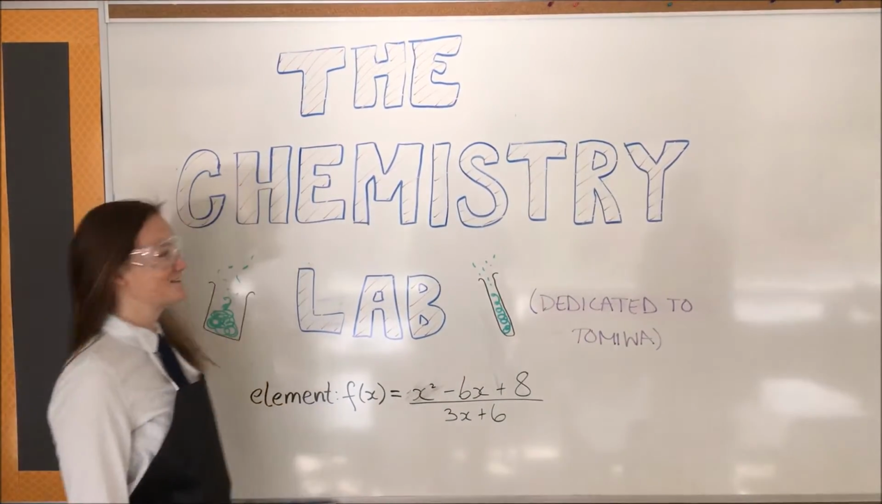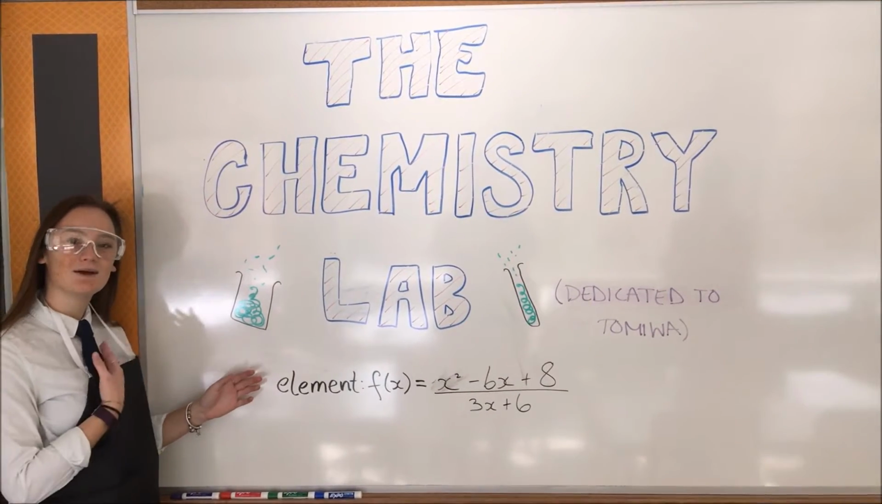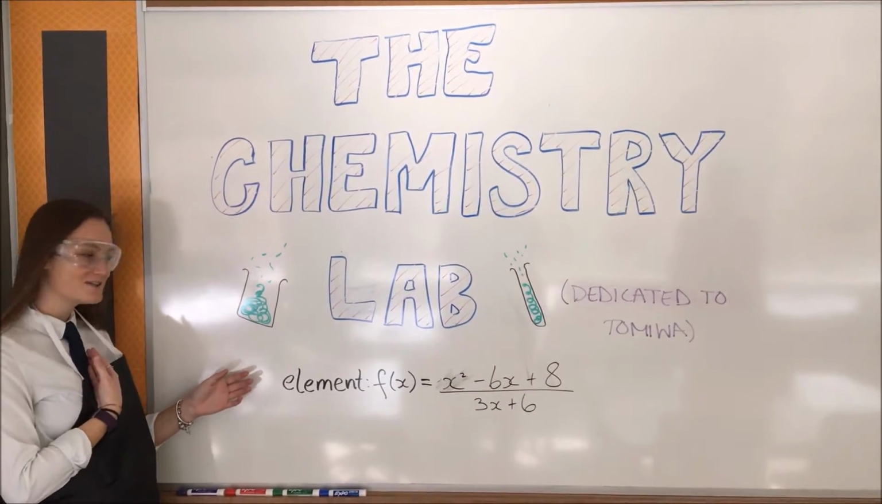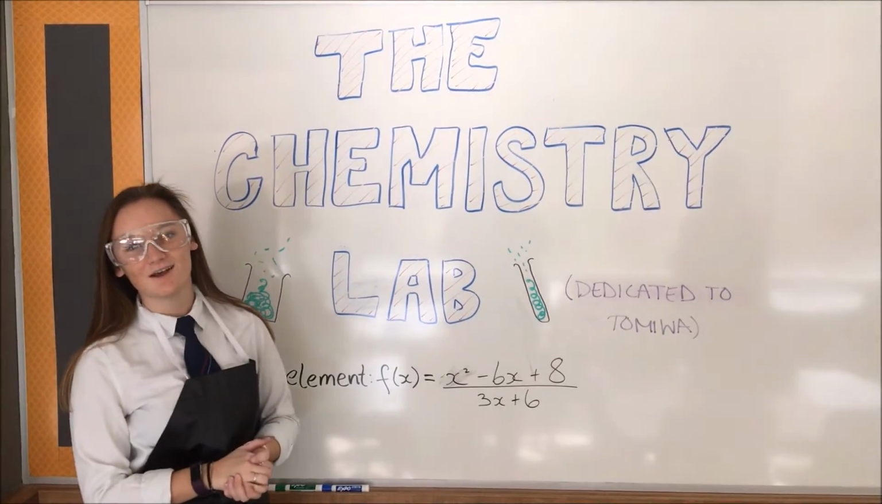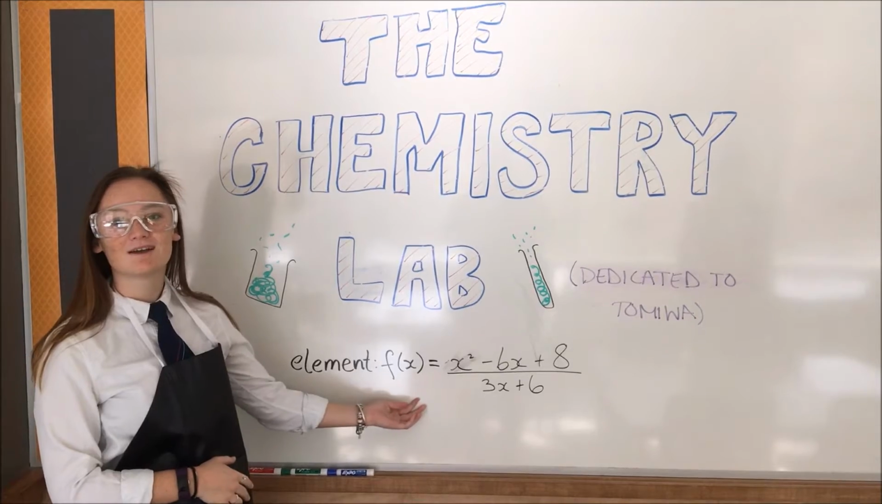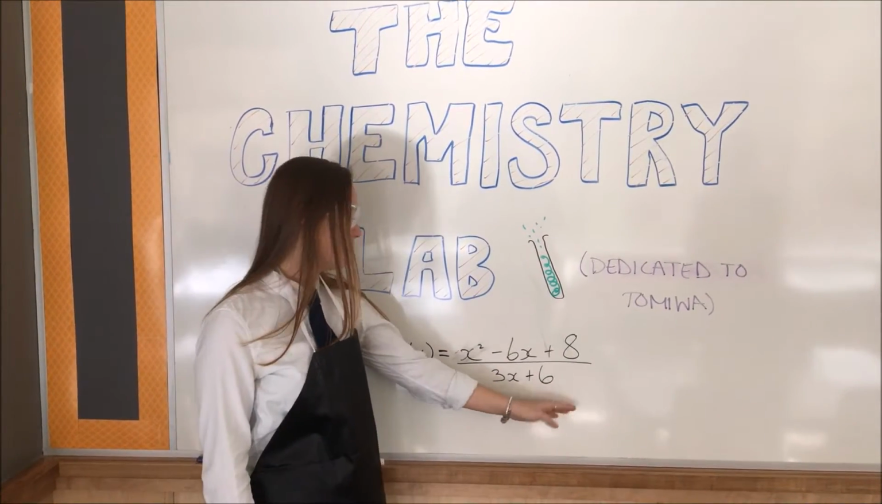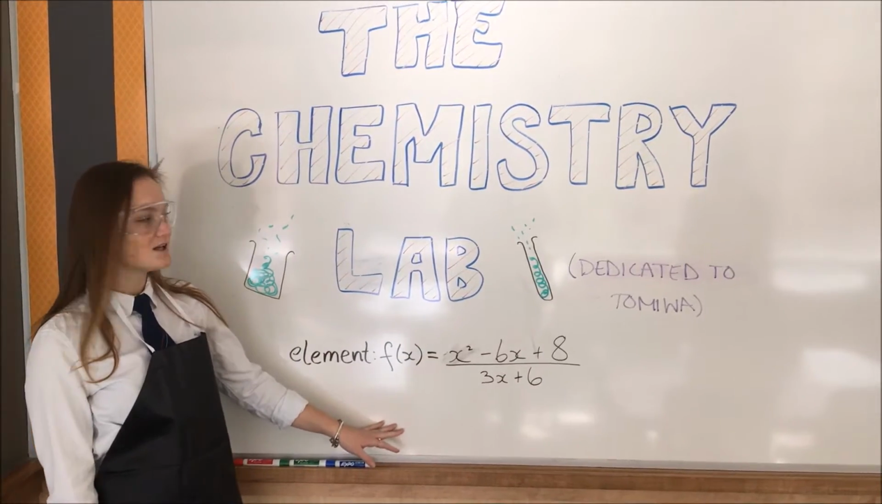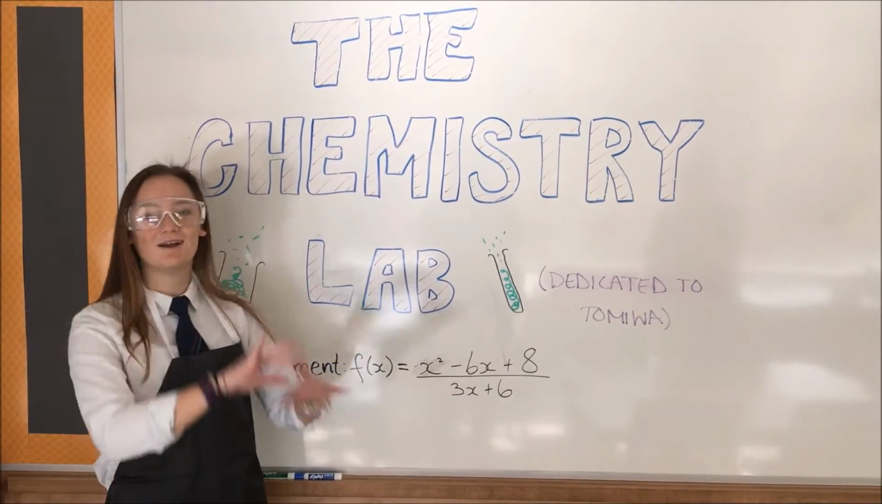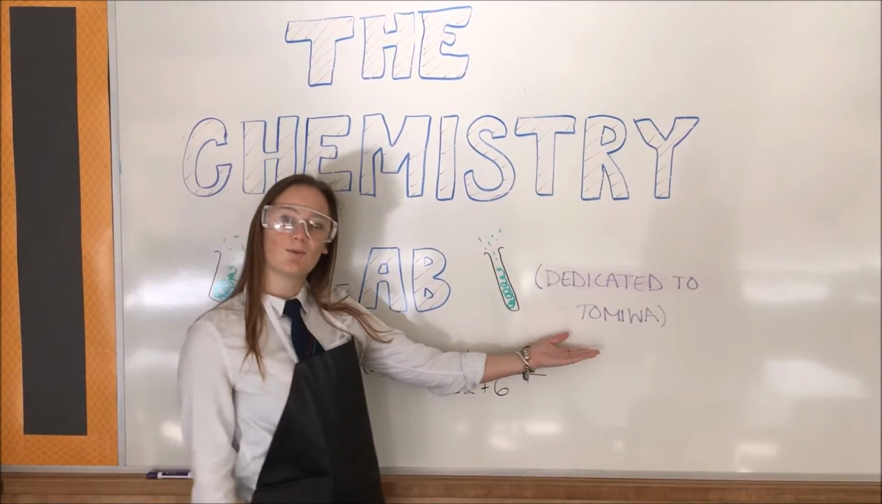Welcome to the chemistry lab. This is Kieran, Harkaran, and myself's video project. We have found a new element, unknown, called f of x equals x squared minus 6x plus 8 over 3x plus 6. This element was found in the great unknown of the graph, and it's dedicated to Toa.